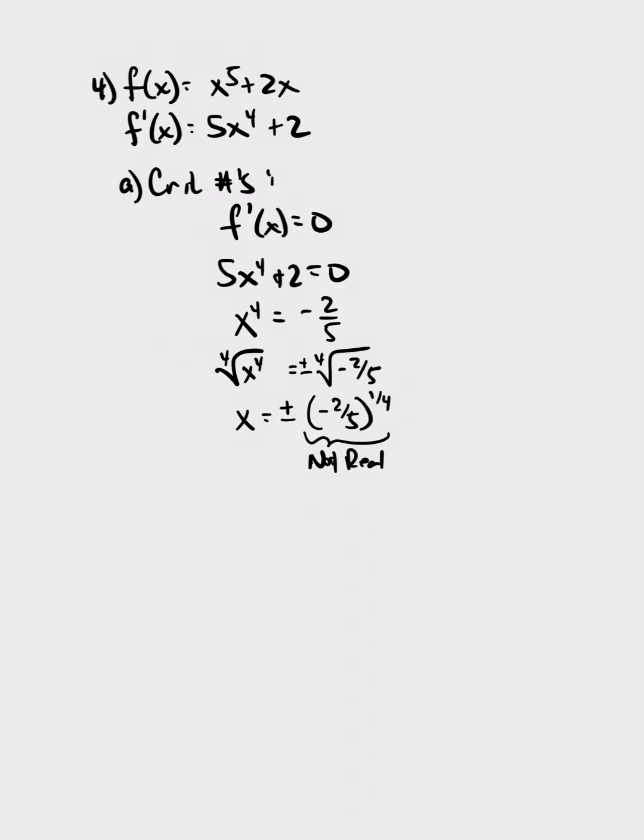Now we've got to think back to what we're trying to do. We were trying to find the critical numbers here, and we went through some algebra, but we saw that the solution that we try to get is not a real number. So what does that mean in terms of critical numbers? That means there's no critical numbers. So we've answered part A, so we don't need to overthink that.